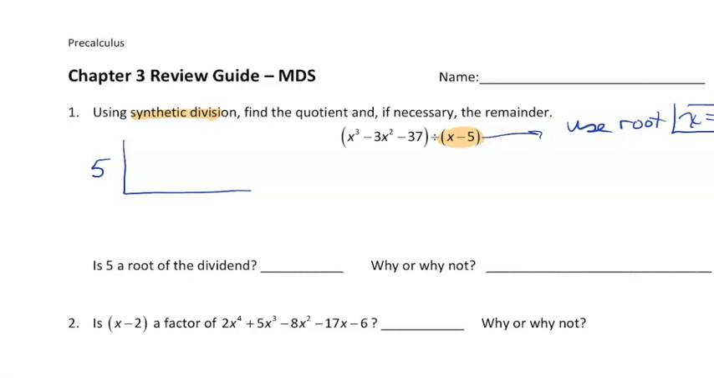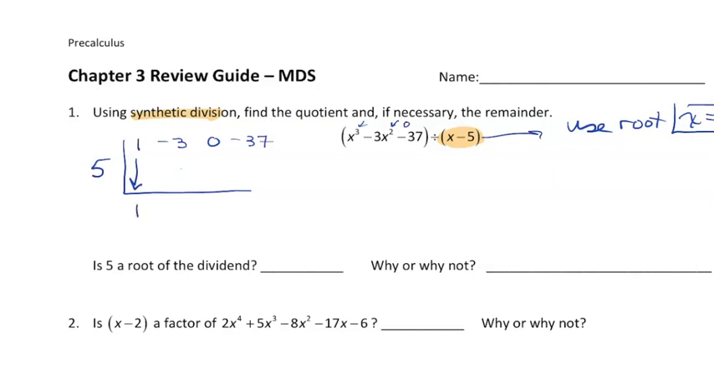Okay, so let's look at what I have. I have 3, 2, 1 is missing. So I know I have to put a 0 in there, and then I have my constant. So let's set that up. 1, -3, 0, and then -37. Now remember to bring this 1 all the way down. So the 1's coming here.